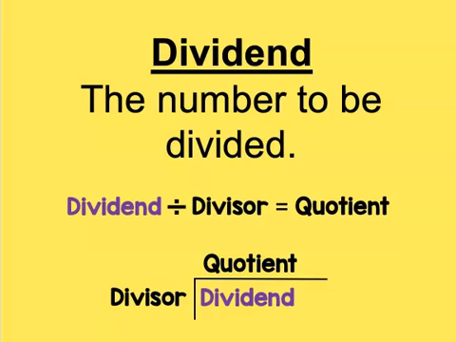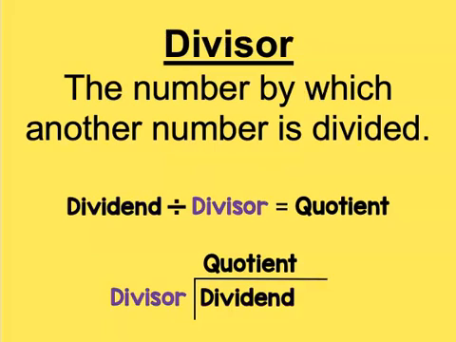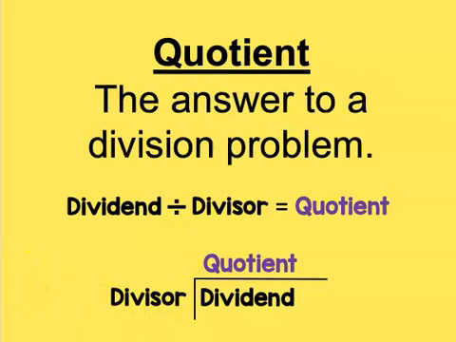The dividend is the number to be divided. So that is the total number that you are going to be splitting up. The divisor is the number by which another number is divided. That is the number that is second in the equation or the number outside of the house. The quotient is the answer to a division problem. It is after the equal sign or on top of the house.